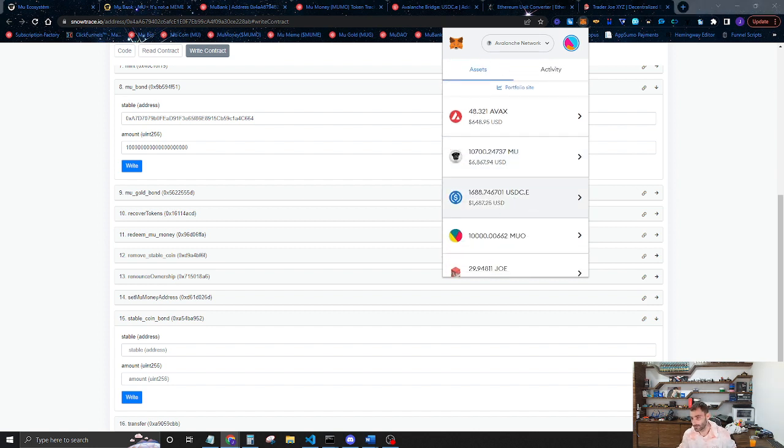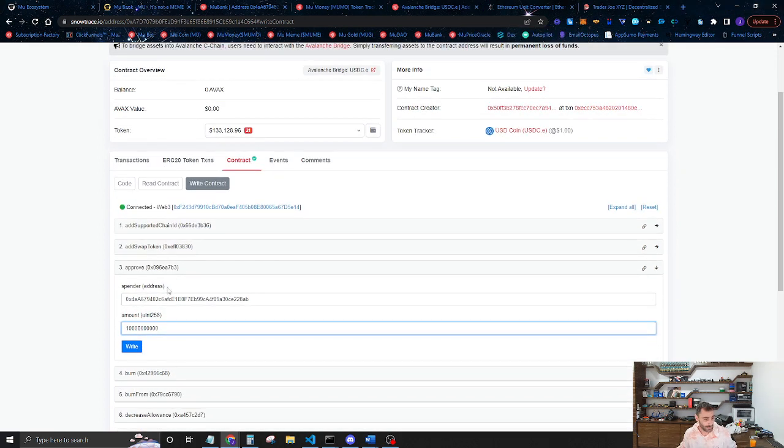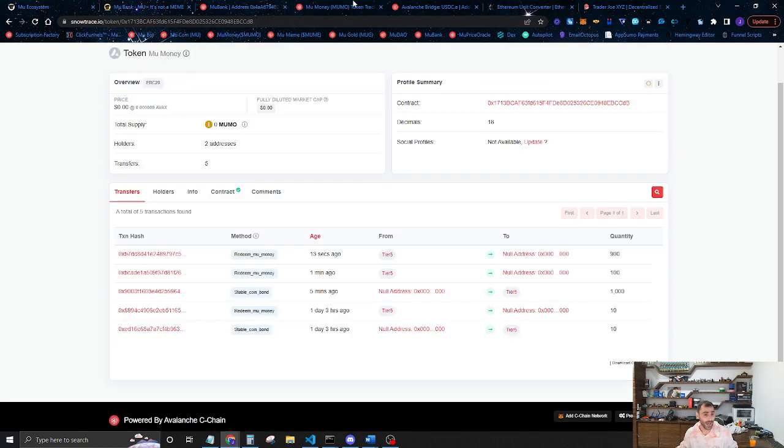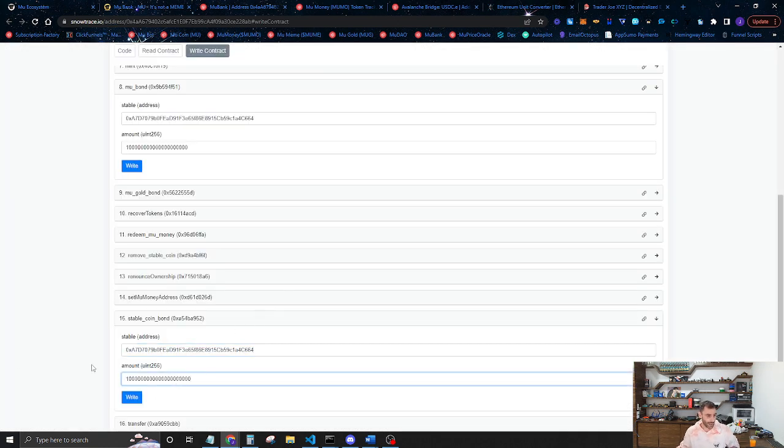So I'm going to use the USDCE coin contract. I'm going to make sure that I've approved the Mu Bank to spend at least 1,000 of my USDC coins. And then I'm going to come over and put 1,000 in here, and then put that inside here. All right, and then I'm going to hit go. Whenever I hit go, my stablecoins will be deposited into the bank. The bank will mint me 1,000 Mu monies, and then I can use that Mu money to pay my subscription. So I hope all that makes sense.